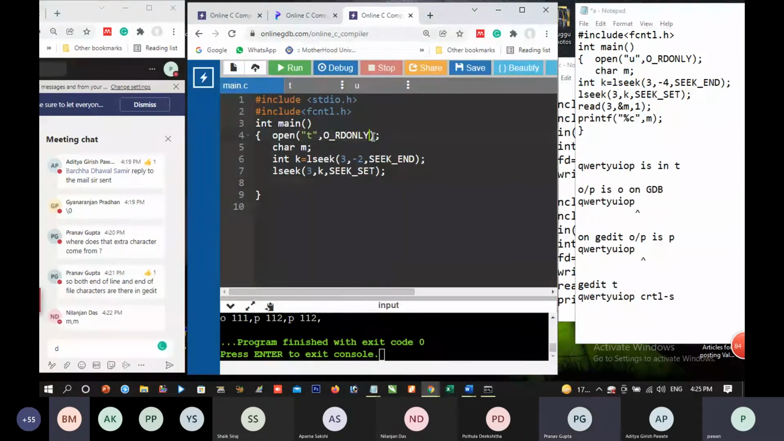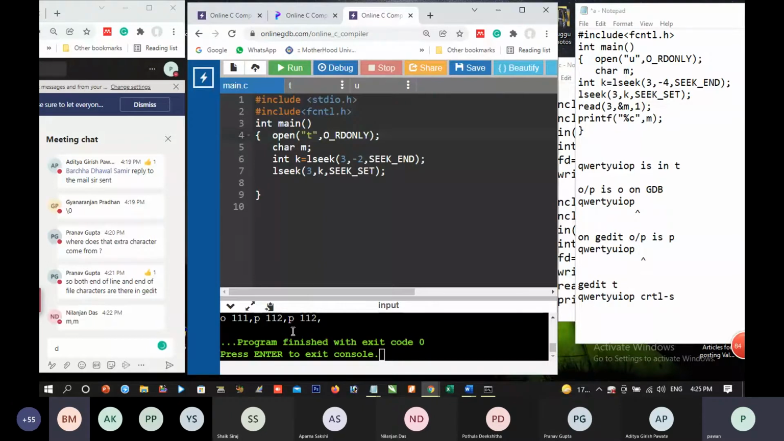Can you please repeat how that 112 and P came again? Why? Because, you can understand, the ASCII code of O is 111. Next letter, because the file pointer moves, P comes, and it becomes 112. The third time the system call has failed, so the value of M is unchanged. Do you understand? Yes, sir, because of this P is coming.